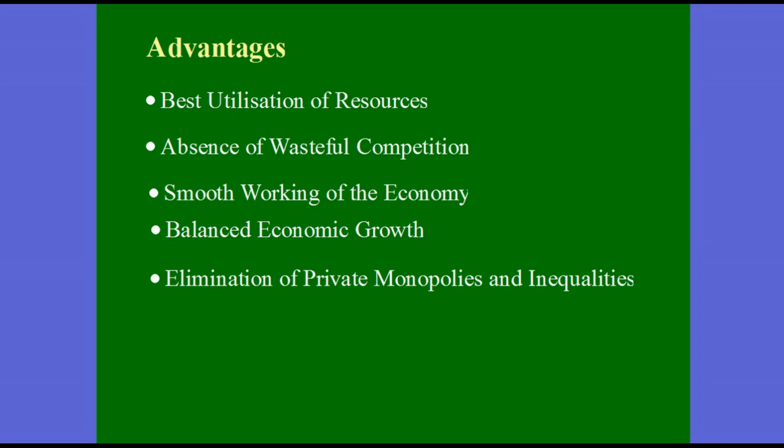Smooth working of the economy. No cyclical fluctuation in business activities, and it works smoothly. There is no chance of overproduction or underproduction since there is a plan. The other one is balanced economic growth. There is allocation of resources through centralized planning, which leads to balanced economic development. Different regions and different sectors in an economy can develop equally.